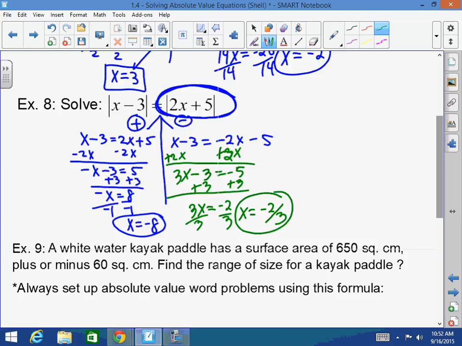Negative 8 minus 3 is negative 11. The absolute value of negative 11 is 11. And negative 16 plus 5 is negative 11. The absolute value of negative 11 is 11. That works. Now, fractions.